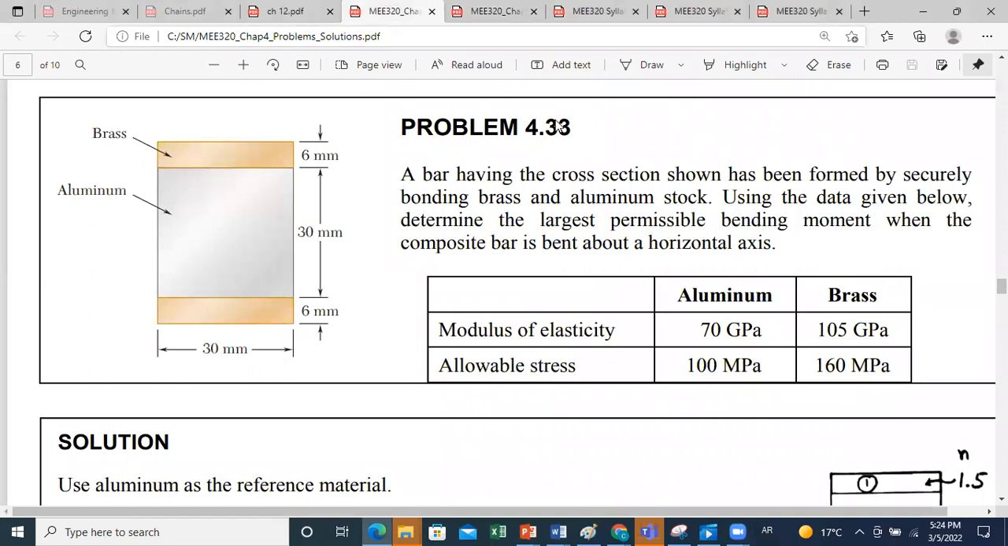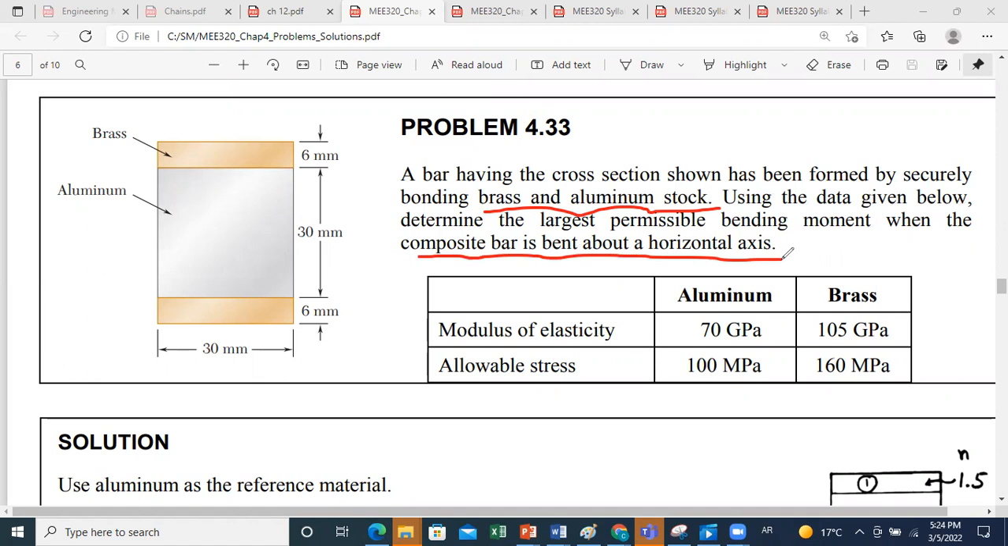For example, if you consider the following problem, we have a bar having the cross-section shown that has been formed by securely bonding brass and aluminum stock. So here we are using different materials in our beam. Using the data given below, determine the largest permissible bending moment when the composite bar is bent about a horizontal axis. So first, we have bending about the horizontal axis.